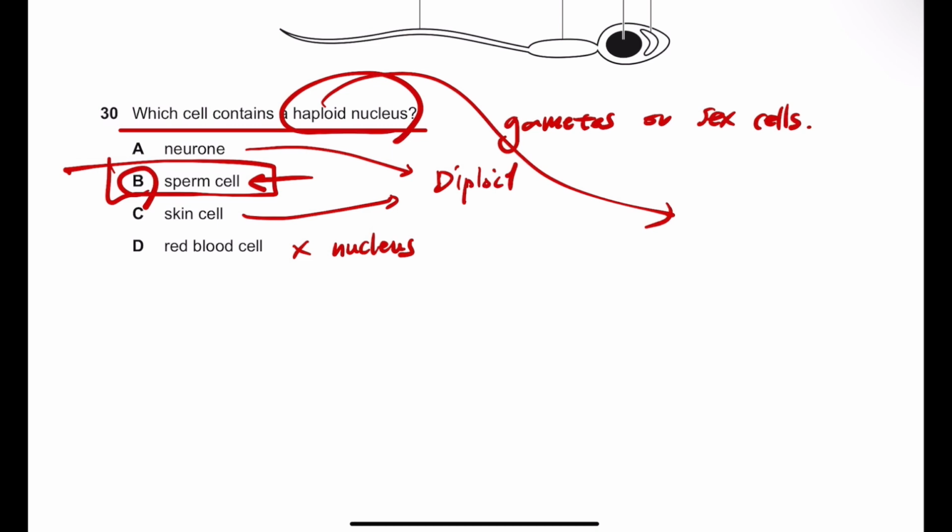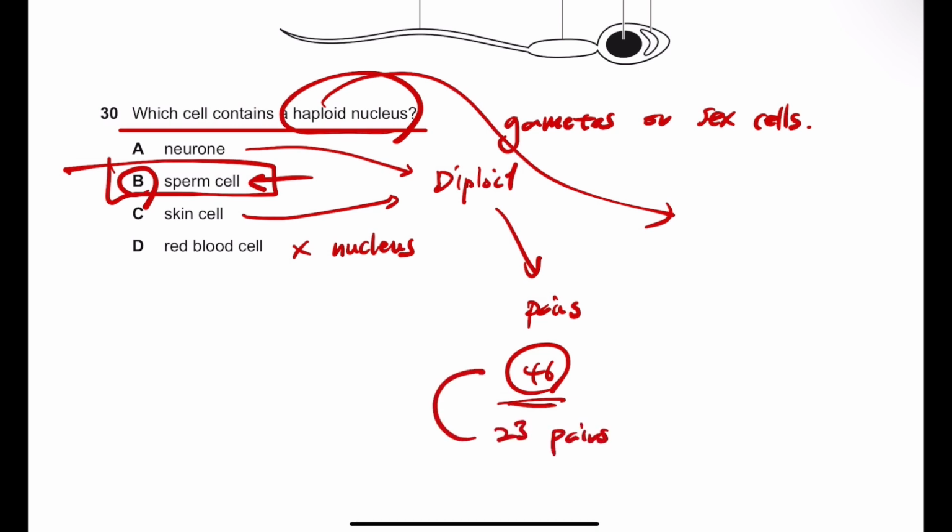Haploid means it has singlets of chromosomes, not in pairs. So chromosomes are not present in pairs, but singlets. But diploids are pairs. So for instance, in humans, we have 46 chromosomes in each body cell. There are 46 chromosomes because the chromosomes are in pairs. So we've got 23 pairs, thereby 46 chromosomes.